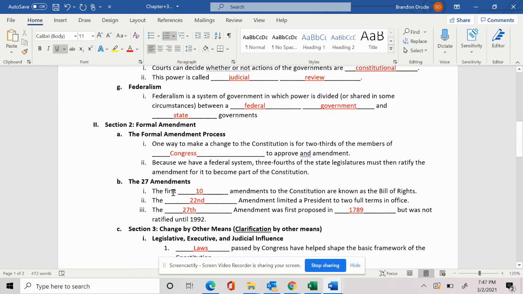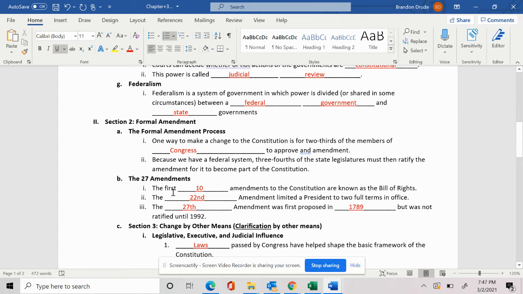In section 2, we talk about the formal amendment process. There are multiple ways we can amend the Constitution, and none of them are easy. On page 79 in your textbook, there is a cool little visual that can tell you the different ways our Constitution can be amended. But the part that we're talking about right here is the most common.